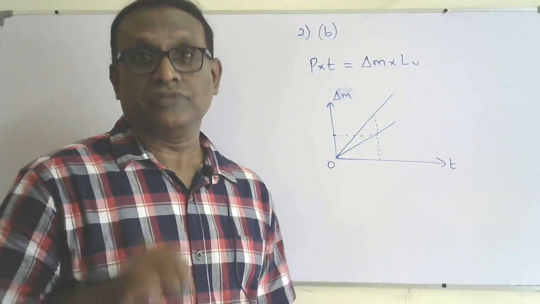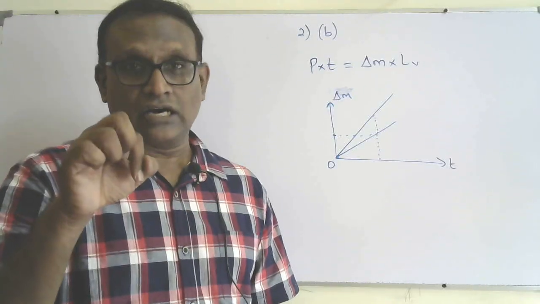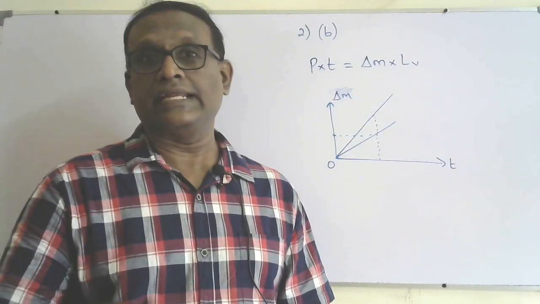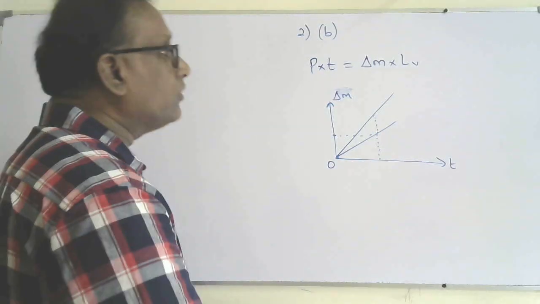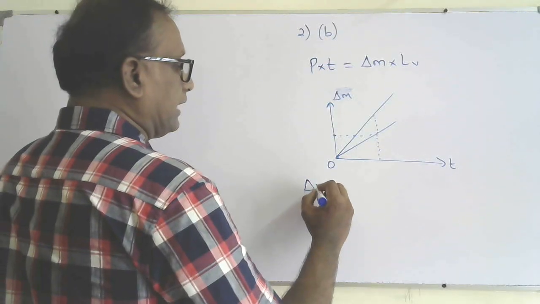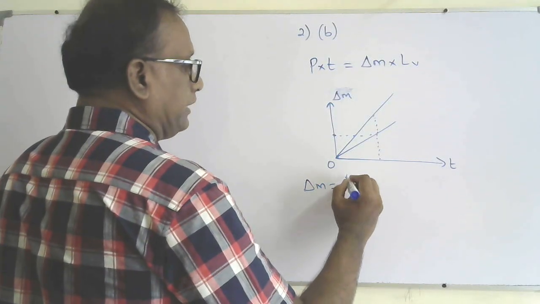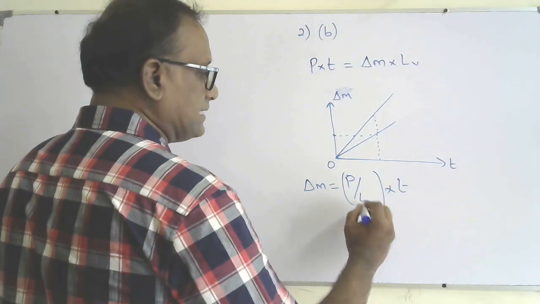So your graph, due to this problem, due to the heat loss to the surroundings, will have a lower gradient than the actual gradient. Is it? So we rearranged it in the previous part. I plot a graph of delta M equal to P over L_V into T, and I said this is the gradient.